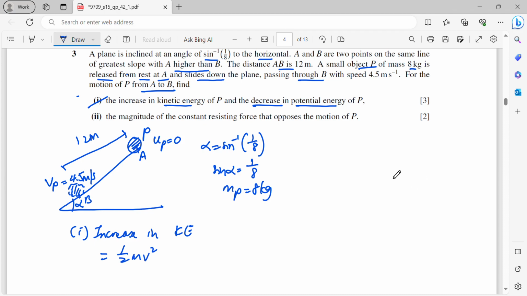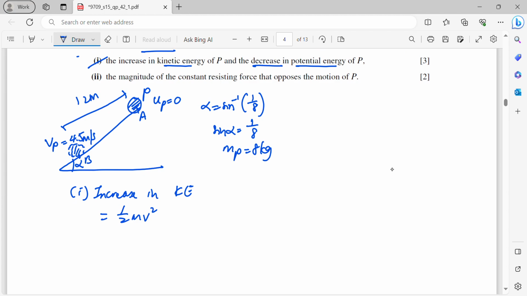We say it is increased because initial speed is 0, so initial kinetic energy is 0. Then when it reaches B, it has a speed of 4.5. That means you will get kinetic energy. Therefore, from 0 to a certain value of kinetic energy, that is considered an increase in kinetic energy.